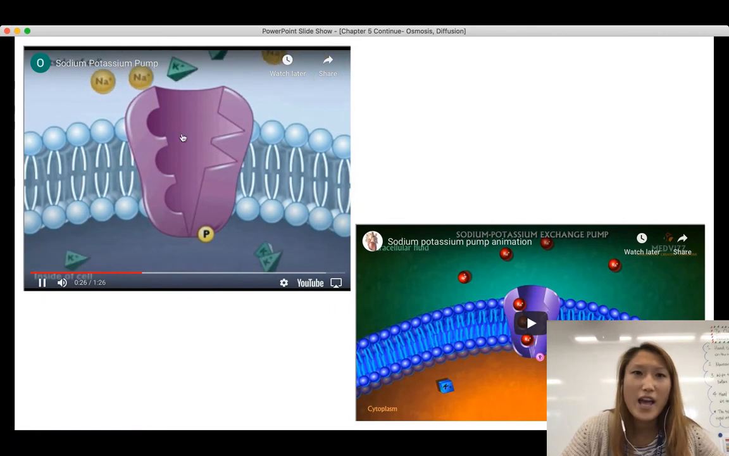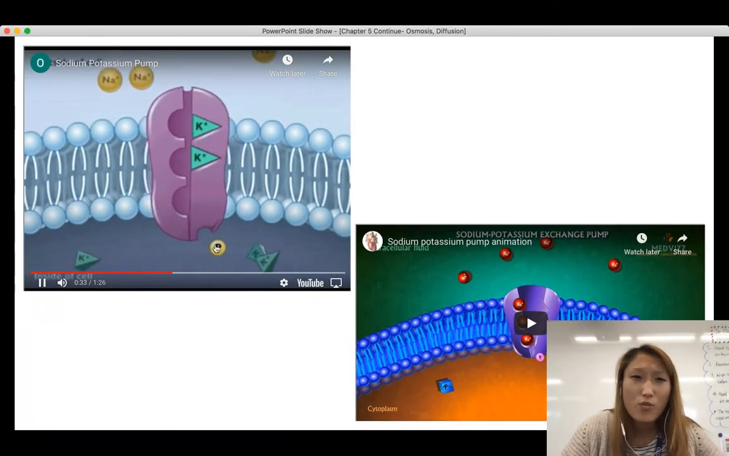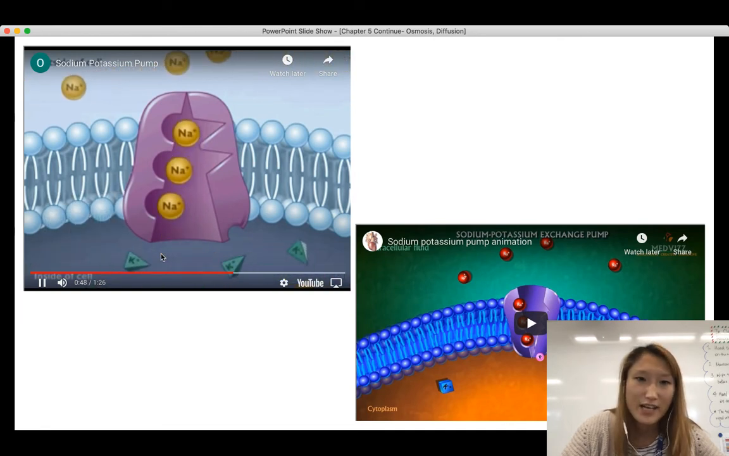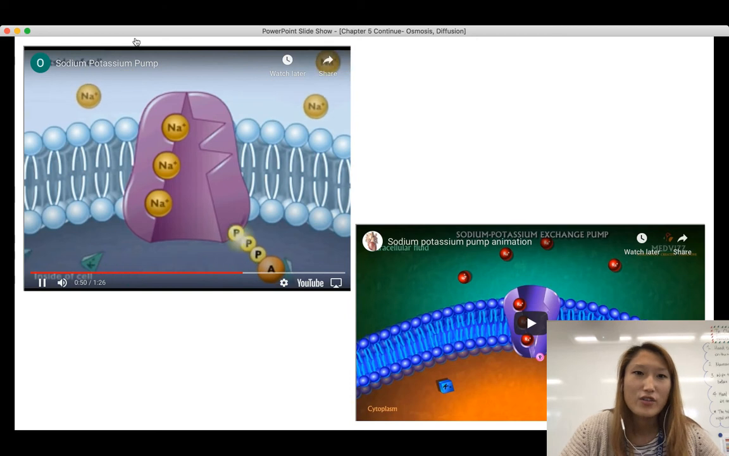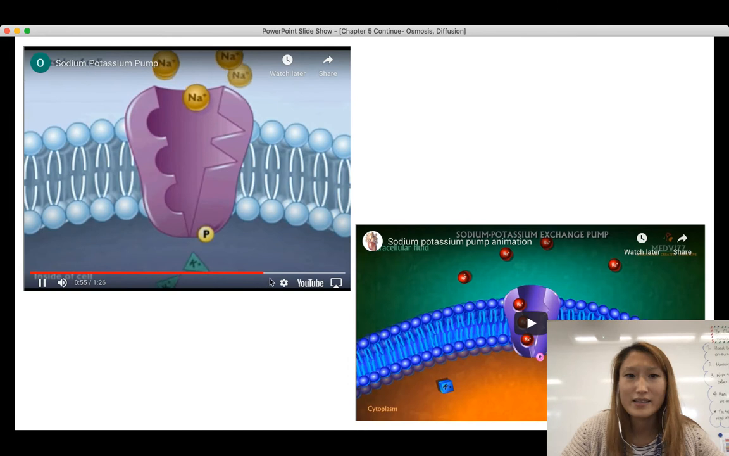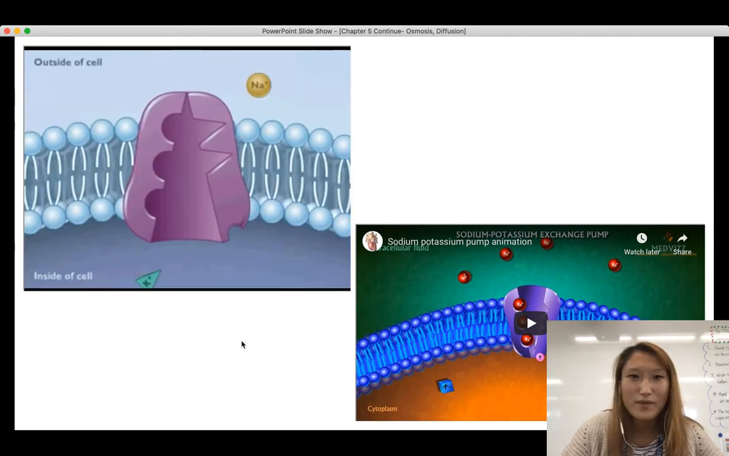And now we have 2 potassium ions coming into the protein, all right? And then when this phosphate falls off, that induces another conformational change that allows this carrier protein to open to the inside of the cell. And then the potassium ions will be able to get pumped to the inside of the cell, even though there's already a high concentration of potassium inside of the cell. So now you have higher and higher concentration of sodium outside and higher potassium on the inside. This is a sodium-potassium pump. Real fancy. Okay, moving on.